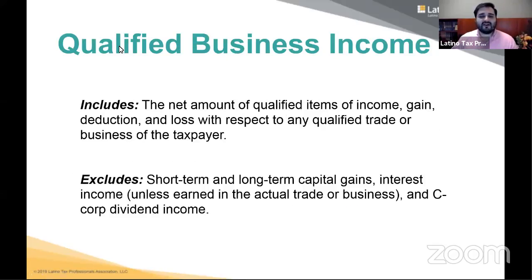So what is qualified business income? Let's begin by defining that. It includes the net amount of qualified items of income, gain, deduction, and loss with respect to any qualified trade or business of the taxpayer. It excludes short-term and long-term capital gains. It excludes interest income, and it excludes C corporation dividend income. So usually it is your net income.